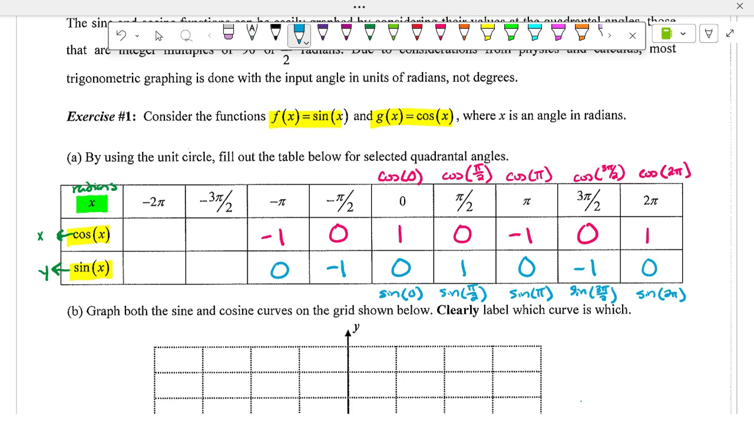-3 pi over 2. We know that is 270 degrees away from 0 counterclockwise. So if we go 270 degrees away clockwise, what would that be? So for cosine it'd be 0, for sine it'd be 1. And then finally, -2 pi. We'll probably just end up right back where we started, a full 360 degrees. So what is it? So 1 and 0. Because -2 pi will be right where 2 pi is. That's 360 degrees, no matter how you slice it.